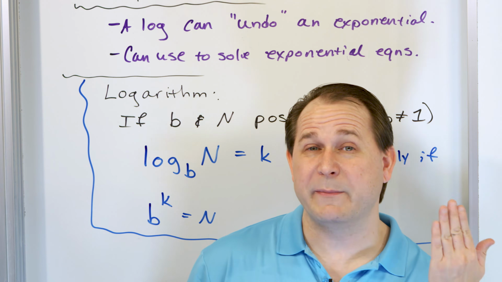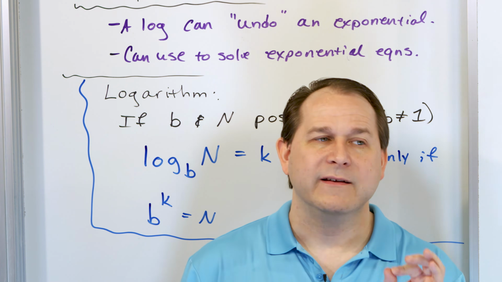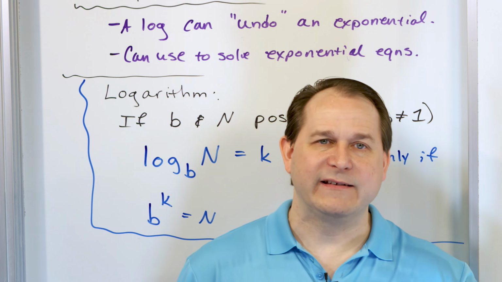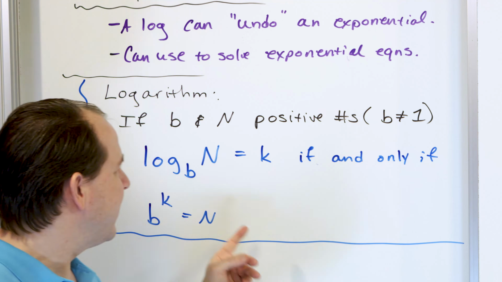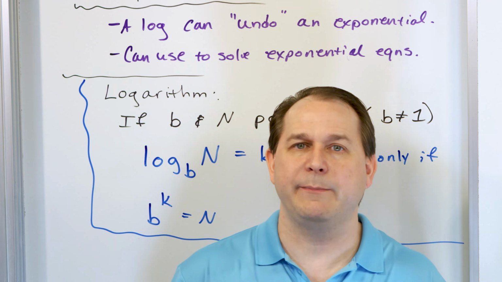For an exponential, remember the base was the number on the bottom. 2 to the power of x, the base was 2. 10 to the power of x, the base was 10. 5 to the power of x, that's an exponential, the base was 5. So for logarithms, we have bases also. So you might have a logarithm with base 2, a logarithm with base 5, a logarithm with base 10.